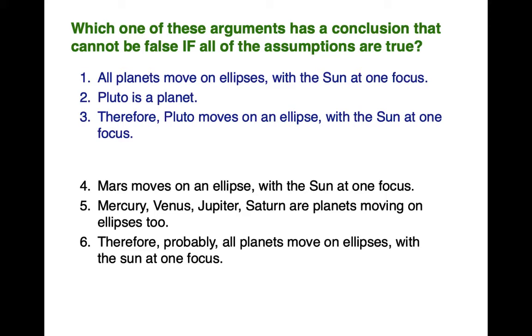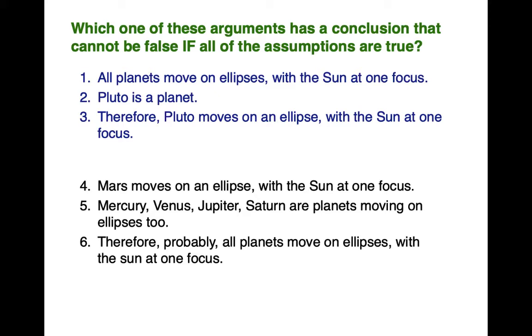What you need to see here is that if 1 and 2 are true, and either 1 or 2 might be false, the conclusion that Pluto moves on an ellipse also, with the sun at one focus, can't be false. Now, the argument would fail, of course, if either of the assumptions is false. The pattern would guarantee the truth of the conclusion only if all of the assumptions are true, and assumption 2, for instance, might be false. By the way, assumption 1 might also be false just in case there are planets that don't move on ellipses.